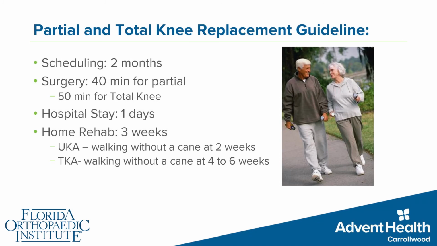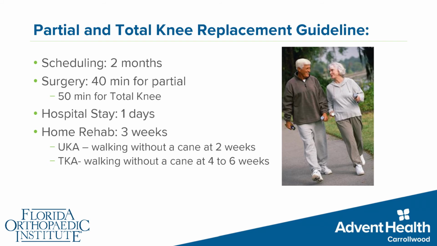So my timeline for partial and total knee replacements is the following. Typically, it takes about 2 to 3 months for scheduling. Usually it takes about 40 to 45 minutes for a partial knee and about 50 to 60 minutes for a total. Hospital stay, usually partial knees go home. Frankly, total knees usually go home as well. At most, patients will stay a day or so.